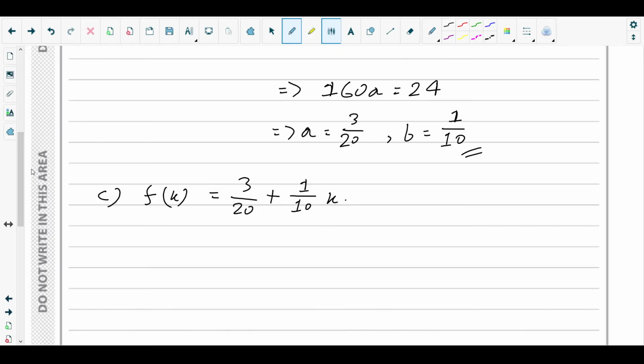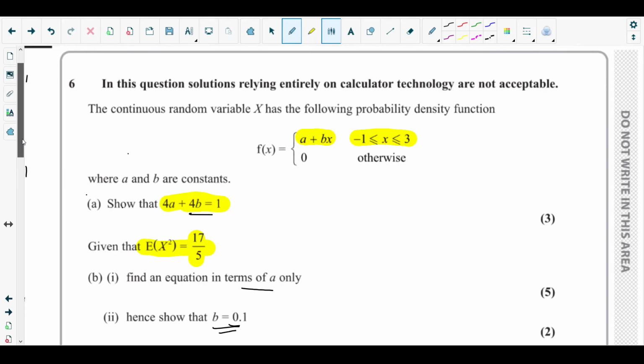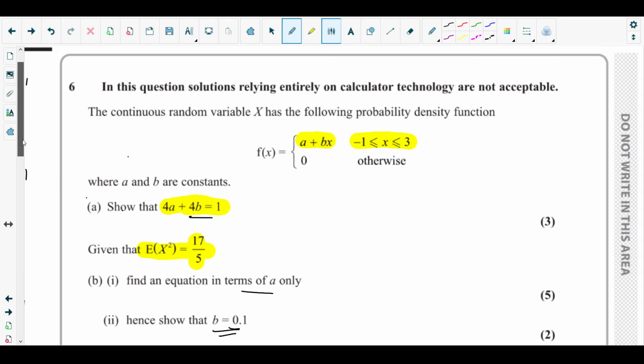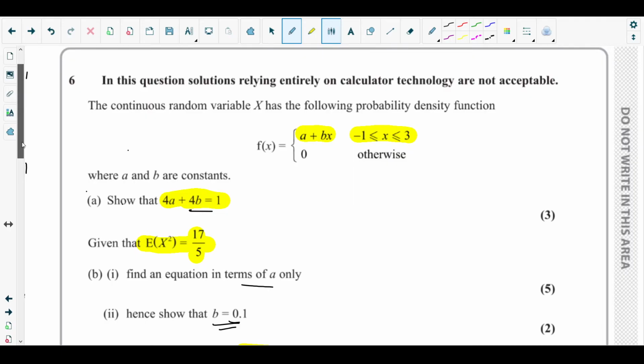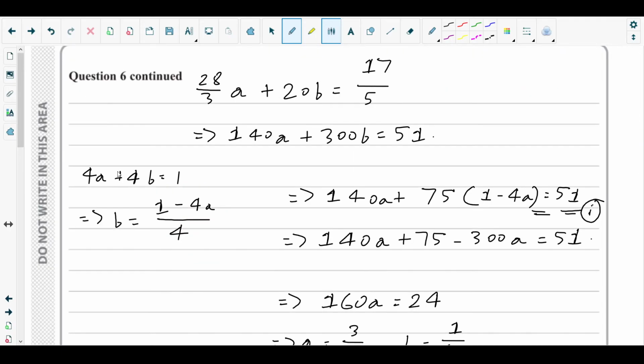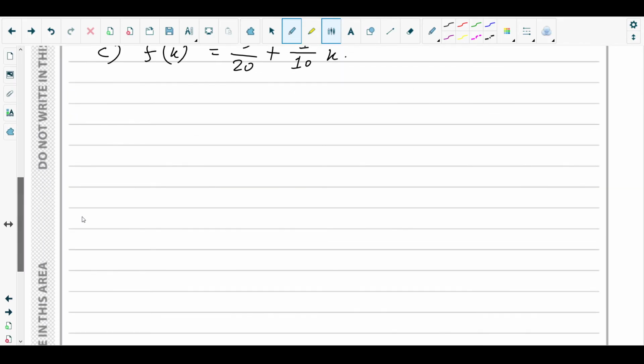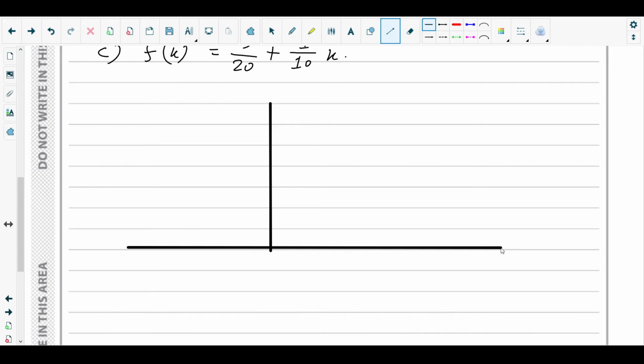Fine. Now we need to sketch this. So the interval is given there. The interval is from negative 1 to 3. Okay, negative 1 till 3. So if we want to consider negative 1 till 3, let's sketch it. Let's draw an axis at first. Okay, probability can't be negative, so there will be no negative y-axis.